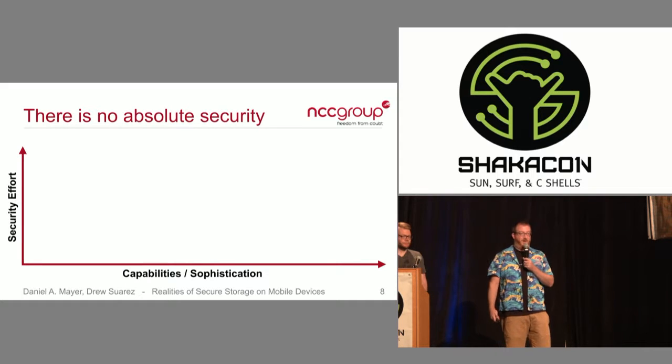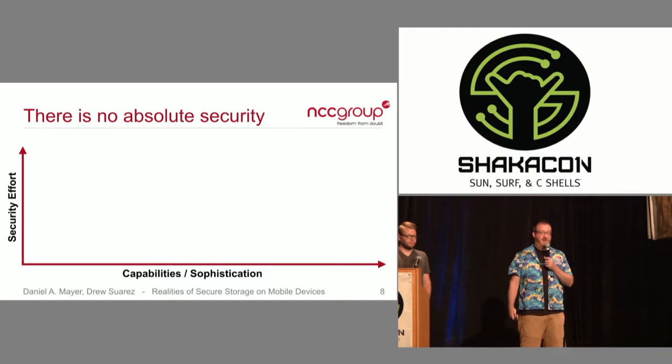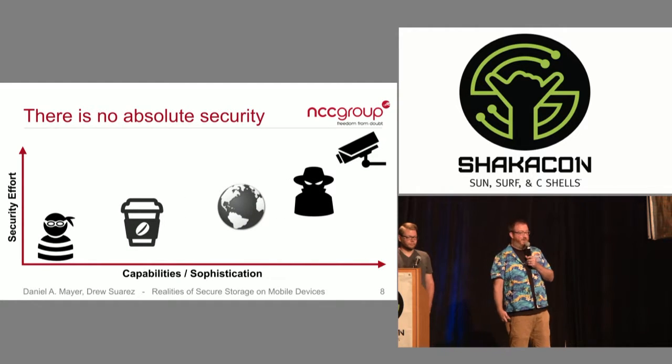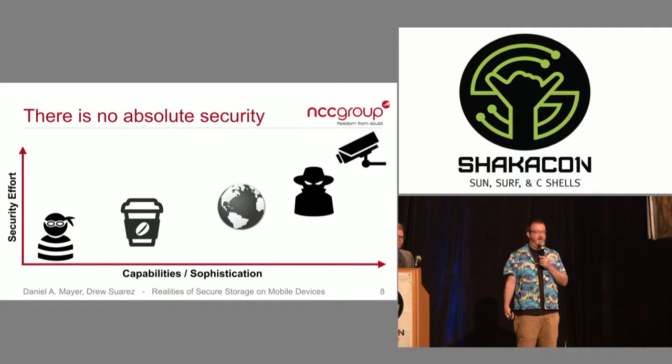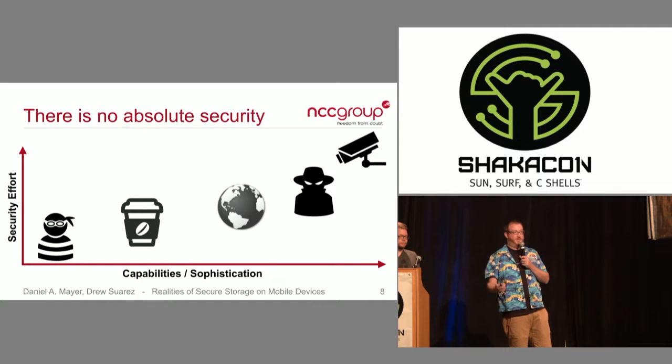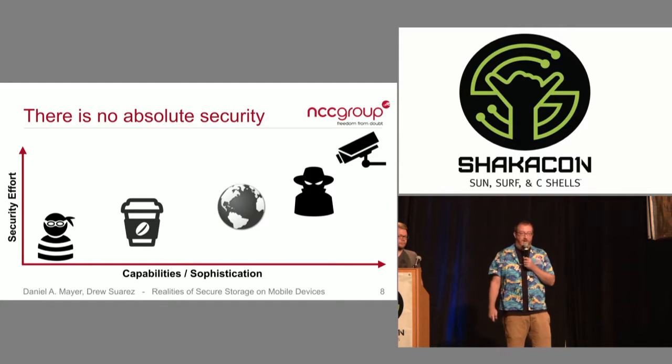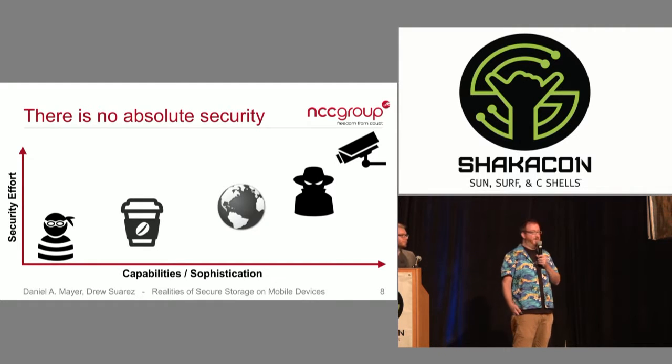If we put these on a graph of sophistication and effort, we can see that the casual thief is very unsophisticated and requires very little effort to snatch something from you. All the way up to nation states, the sophistication is much higher and much more effort is involved to do something like this. The defense against these scales along with this graph, and it's important to know who you're actually worried about looking at your data.